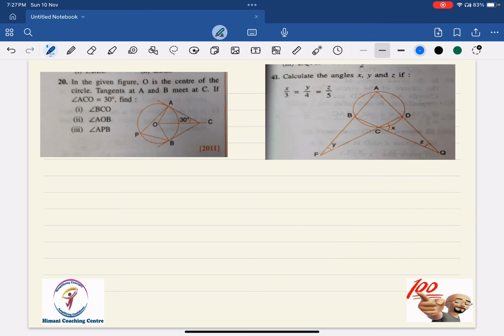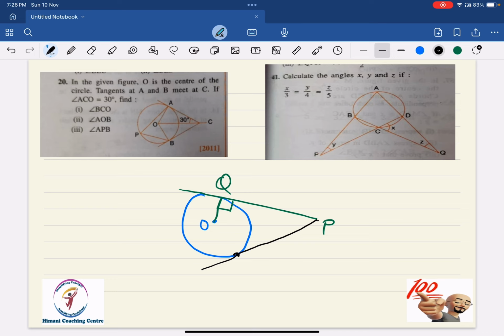Now coming to the other theorem, if we have a circle with center O and we have a tangent, okay, PQ, and if we join OQ, OQ is the radius, then angle between radius and tangent is always 90 degree. Also, from any exterior point, we can draw only two tangents to a circle. So let us say from P, I have drawn PQ and PR. Then the theorem is PQ is equal to PR.